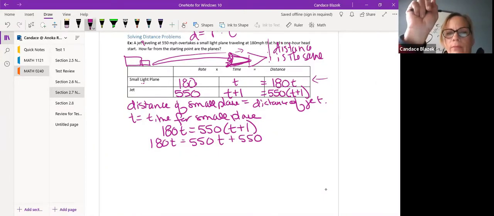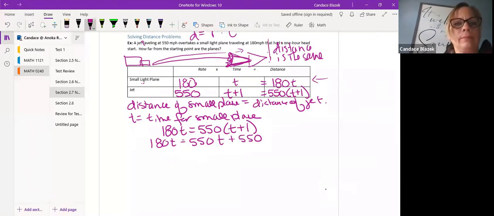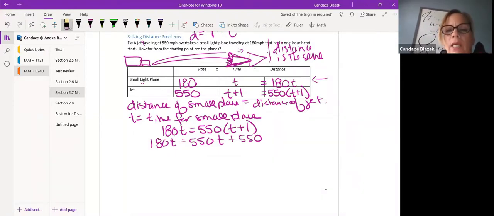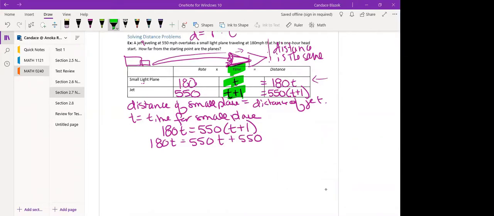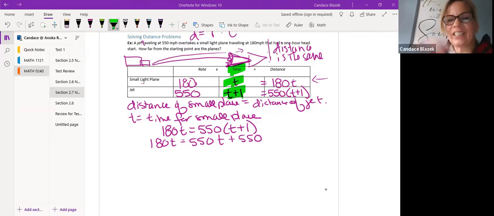Oh, I made an error. We're going to have to correct something. Sorry. I want to look at the time right here. Can anybody tell me what is wrong with the time? It was the plane going 180 that had the 1 hour head start. Yes, because he traveled 1 hour longer. Darn it. Okay, so we're going to have to change that.